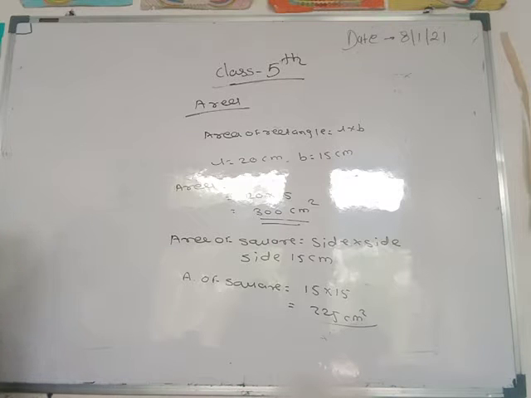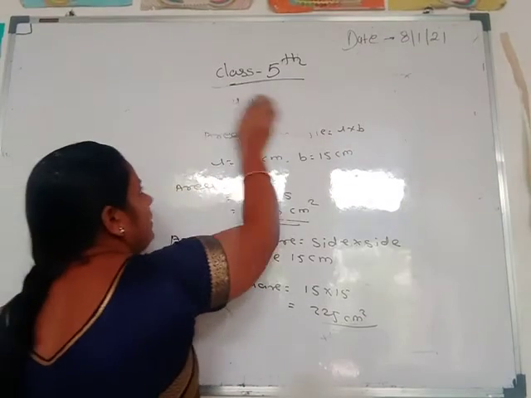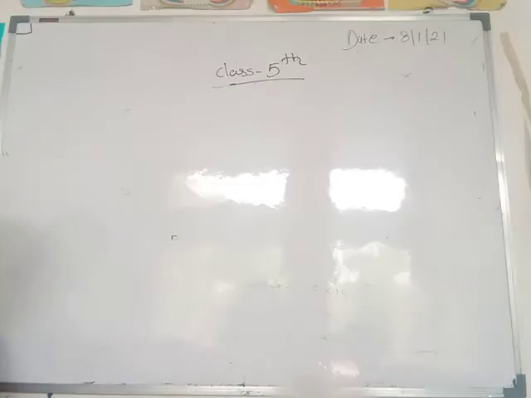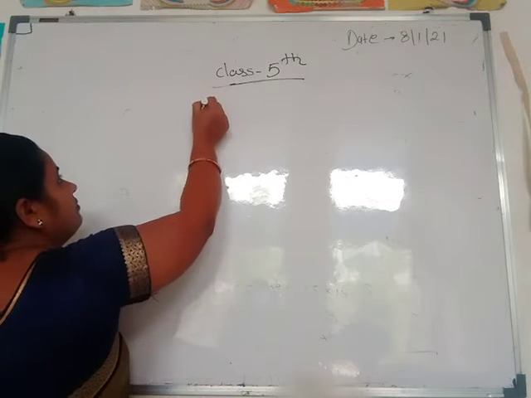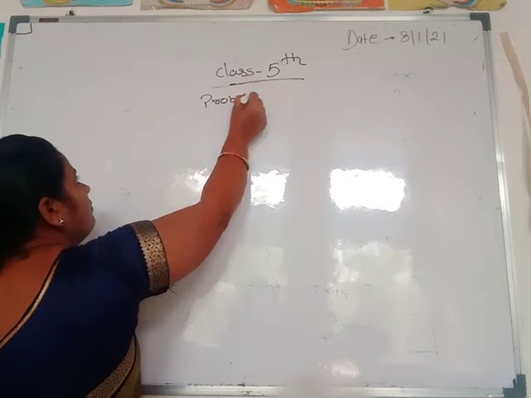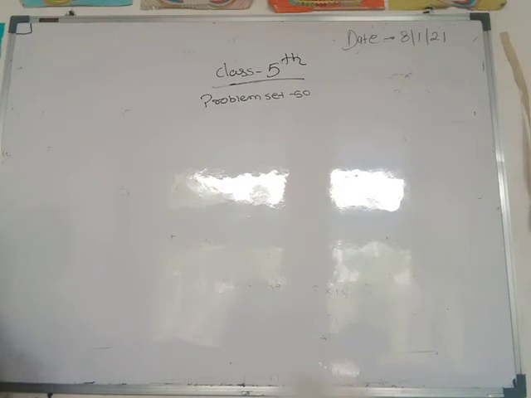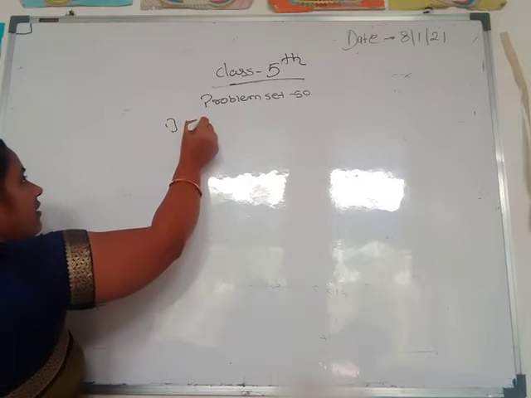Then see problem set 50. The length of the sides of each square is given below. Find its area. The first one is 12 meters.